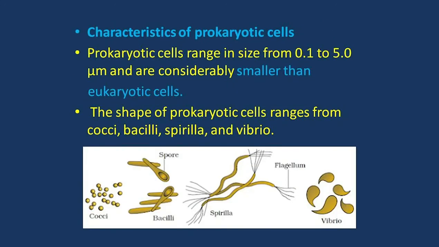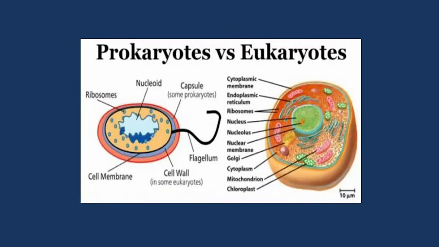Now let us look at the characteristics of prokaryotic cells. Prokaryotic cells range in size from 0.1 to 5 micrometers, and they are very small compared to eukaryotic cells. The shape of the prokaryotic cell ranges from cocci or spherical in shape, bacilli or rod-shaped, spirilla, spiral-shaped, and vibrio, comma shaped. If you look at the cell of a prokaryotic versus eukaryotic, the basic difference is with regard to the nucleus. Prokaryotic cells do not have a well-defined nucleus.